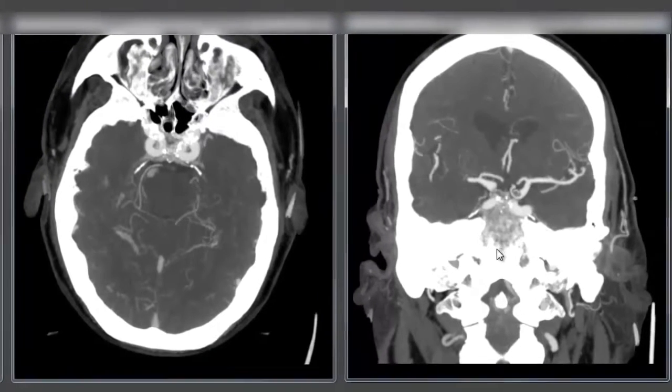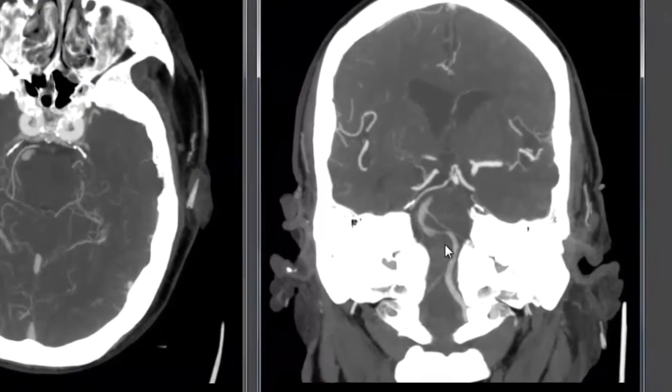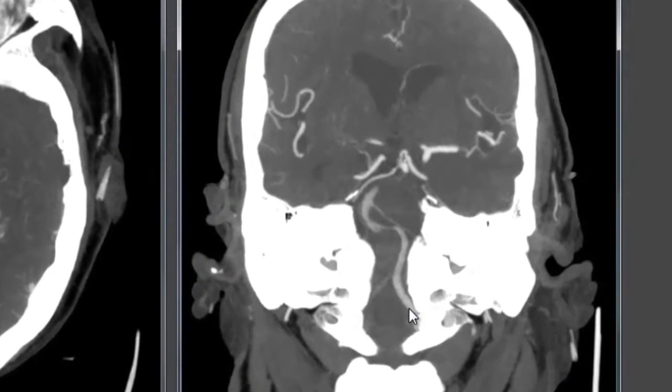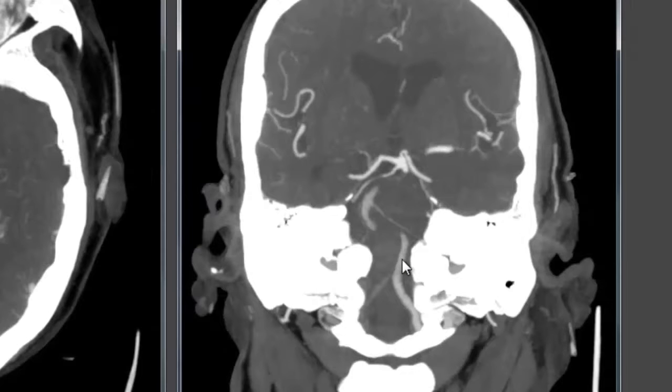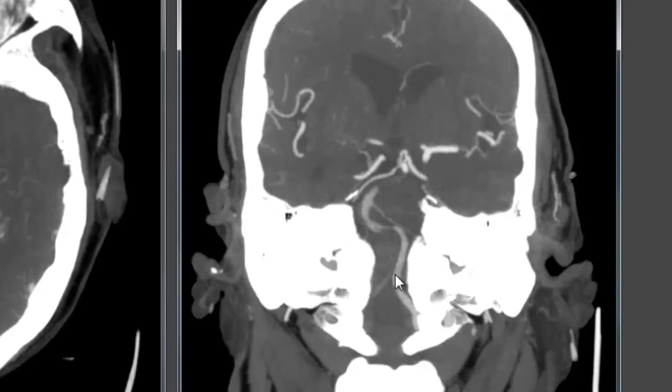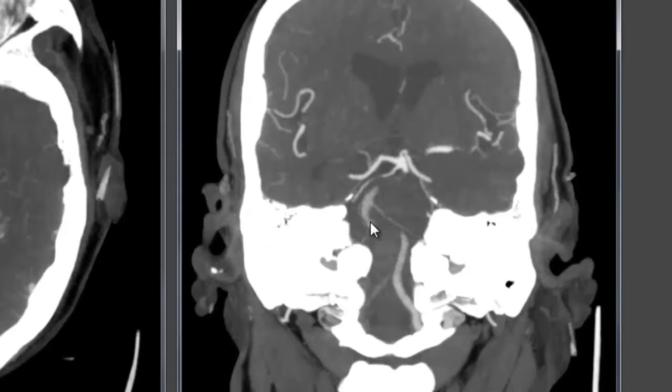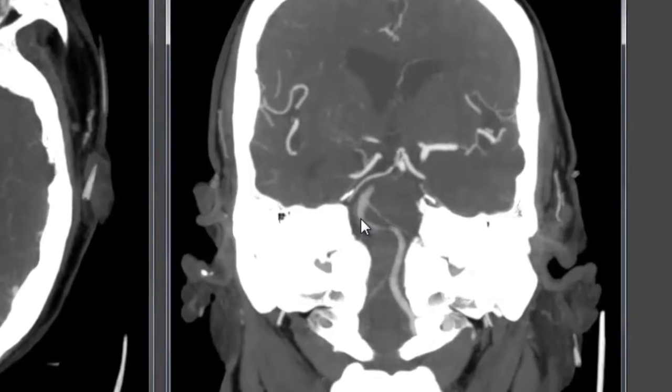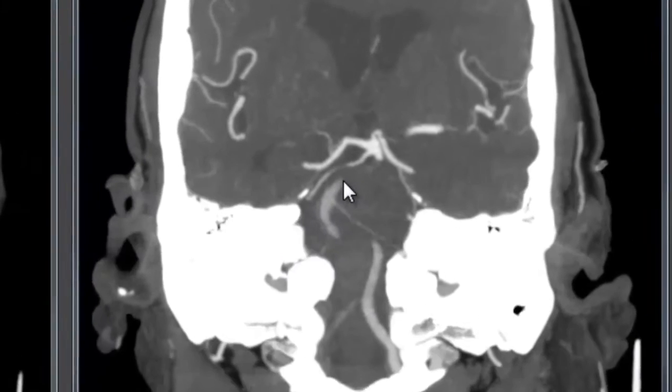In the case of the basilar, the coronal is a particularly good view on the reconstructions. We see our dominant left vert, our diminutive right vert, and we see the vertebrobasilar junction here. The basilar comes up, and we see that hard stop right there.